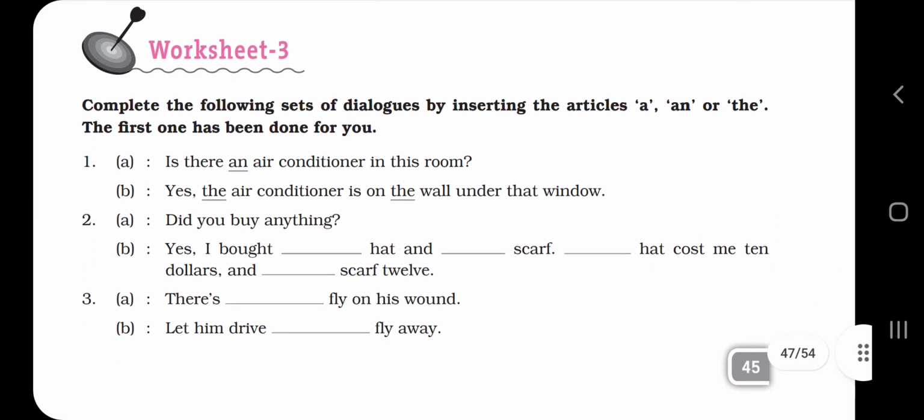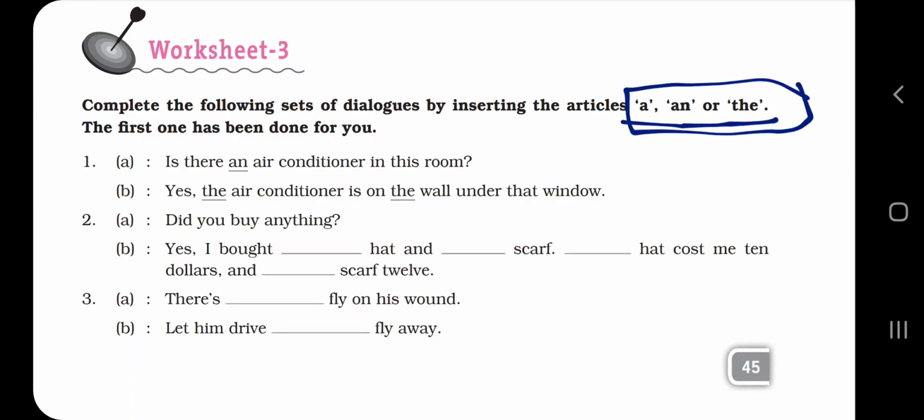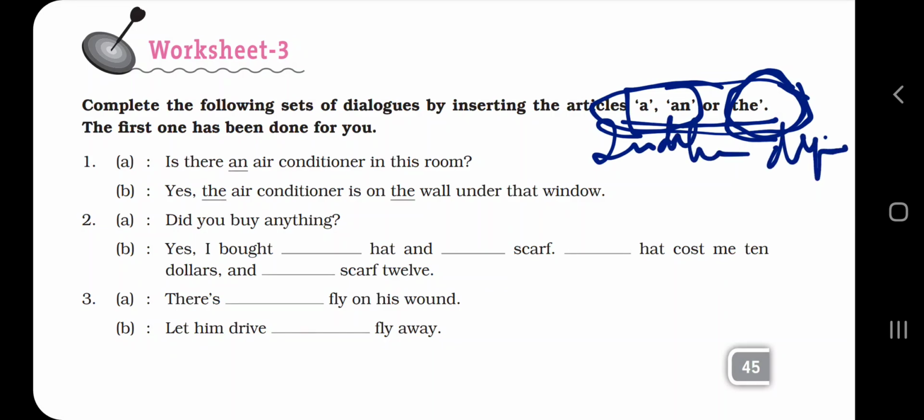Now worksheet 3. Complete the following sets of dialogues by inserting a, an, or the. The first one has been done for you. Now these are articles, and this is for specific, that is definite, and this is indefinite. Okay, now is there an air conditioner in this room? Yes, the air conditioner is on the wall under that window.